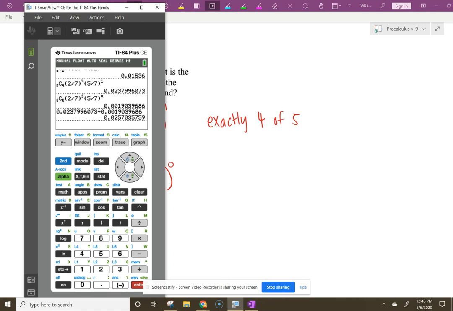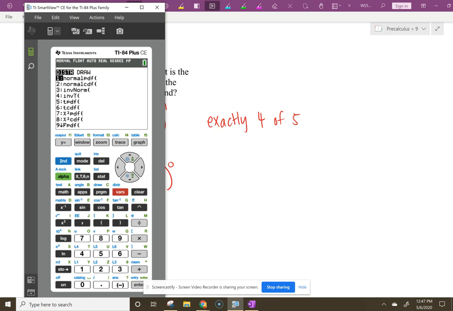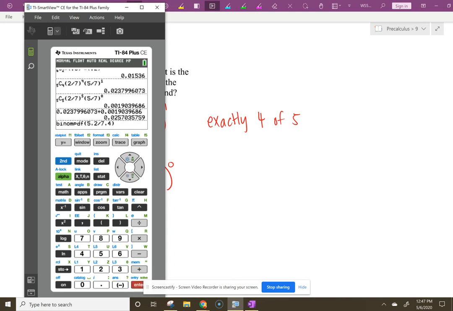Now, a little thing I might show you since you're here. Instead of typing all that all the time, there's another button on your calculator. It's in the distribution menu. So second vars right there. And if you go up or down, you will see binomial PDF. So if I hit enter, it'll say how many trials are there. There was 5. What's the probability of success, which was 2 out of 7. And how many do I need of those? I needed 4. And then if I hit paste, it will type it all in and give me that exact same answer you see at the top of my calculator, the one where I typed it all in.